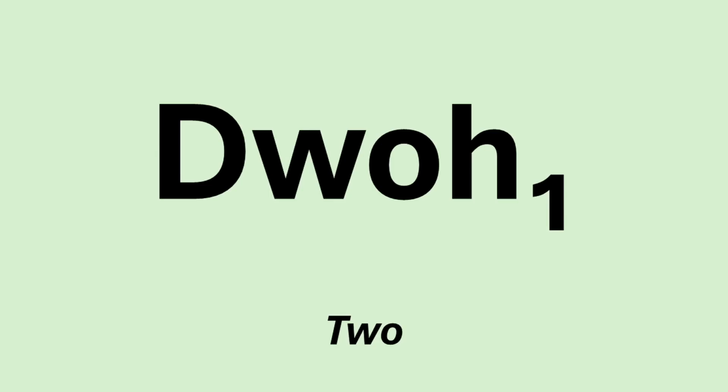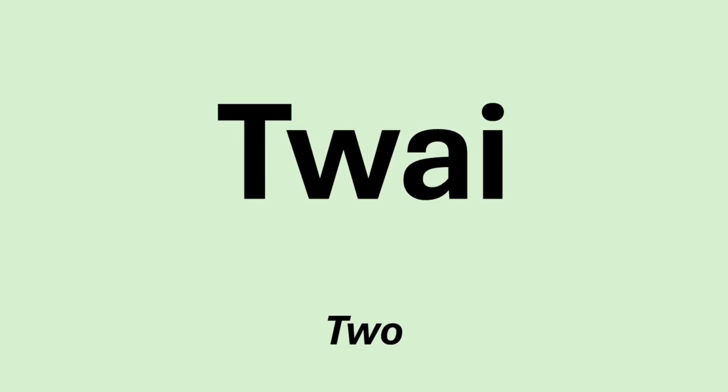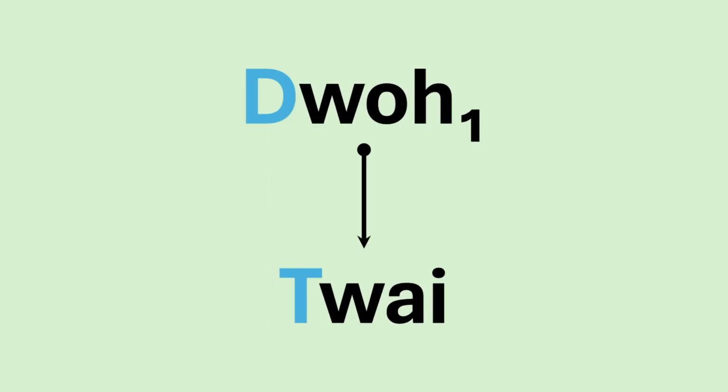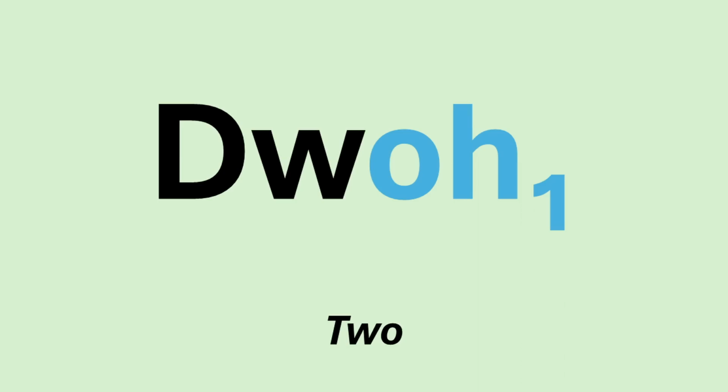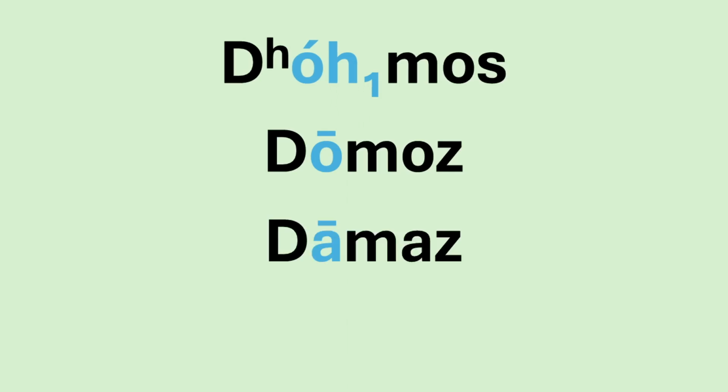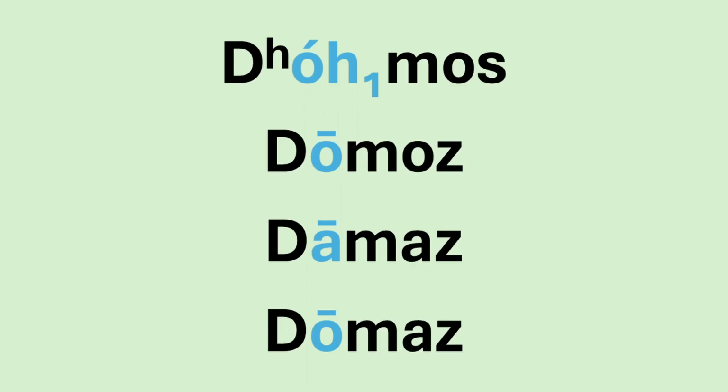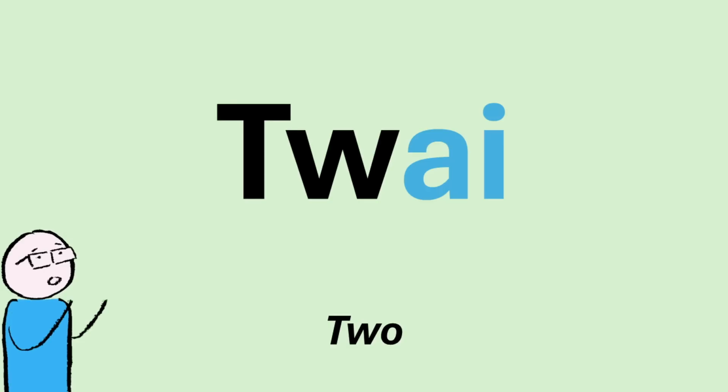Well, the Proto-Indo-European word was dwo, which gave the Proto-Germanic twi. Here we directly see the effects of Grimm's law, with the D turning into a T. A laryngeal after a vowel like this would normally lengthen the vowel. A long O later became a long A, but shifted back to O in Proto-Germanic. So why does it end in I?